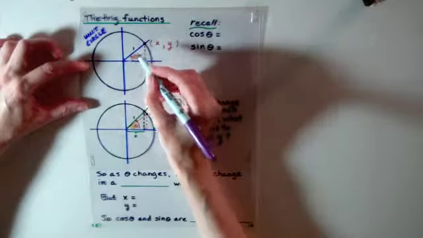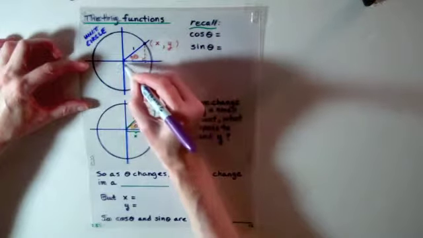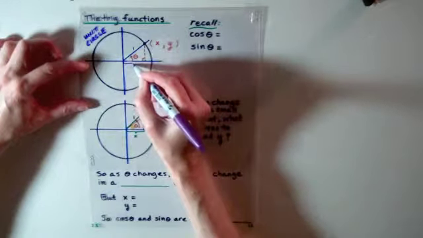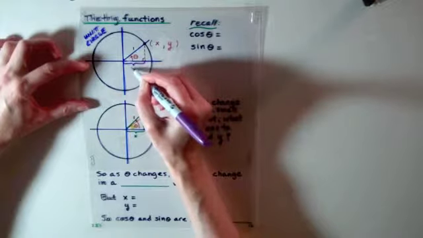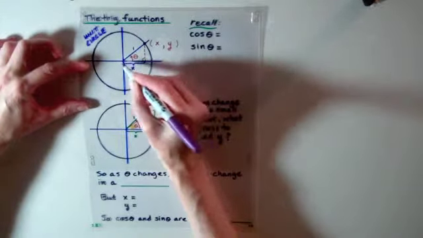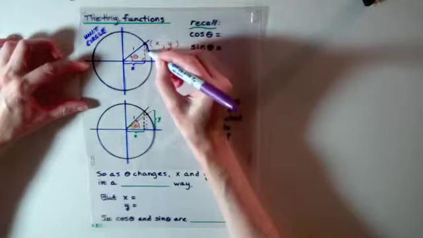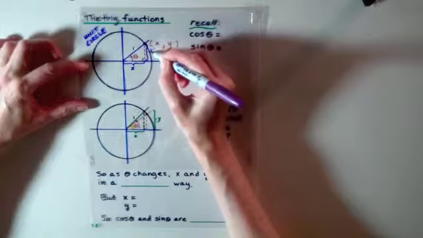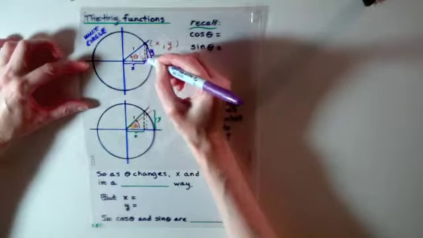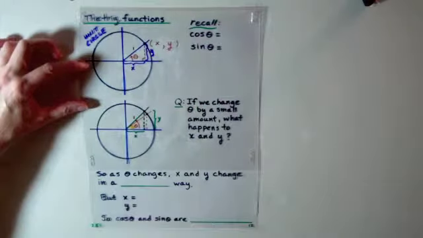Notice that means that if we drop a little perpendicular to the x-axis, that this distance right here is really the same as x. It's how far over I have to go to get to this point, x, comma, y. And this height right here is really equal to y. It's how far I have to go up to get to my y coordinate on my circle.